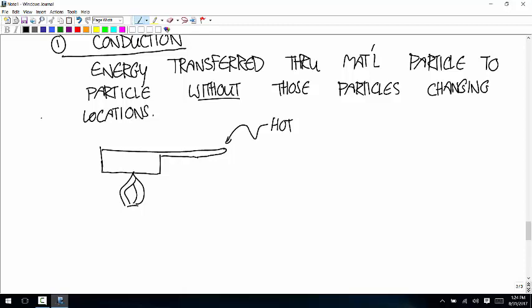So what does that say? Transferred through material, the particles of the material. In this case, the material particles are the atoms in the iron. One thing that means is you can't have conduction without a medium to carry the energy. There's no such thing as conduction through a vacuum.